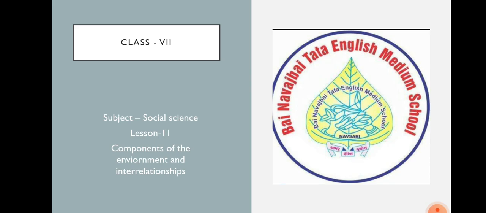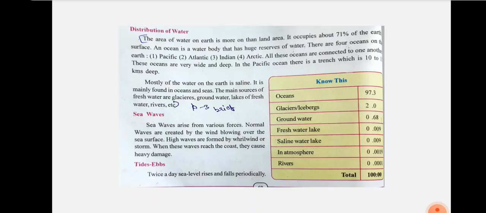Then we saw something about distribution of water on the surface of the earth. We saw that there is 71% of water surface on the earth. Major oceans that are Pacific, Atlantic, Indian and Arctic Ocean.